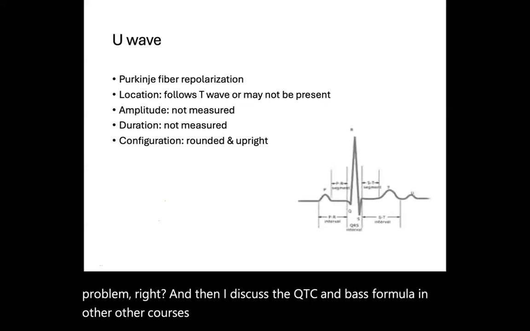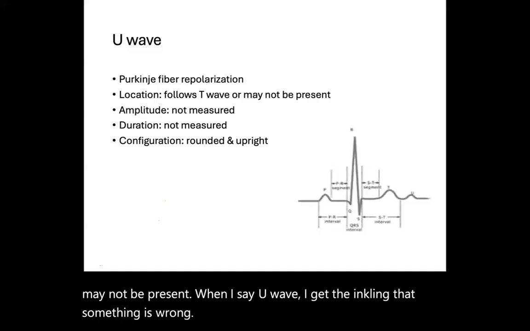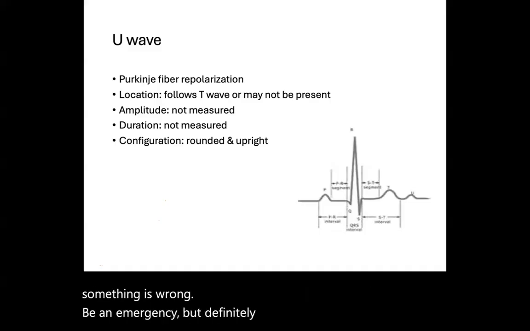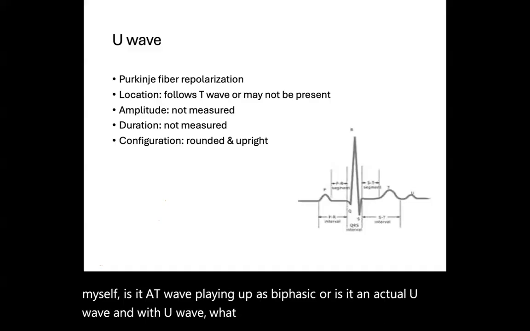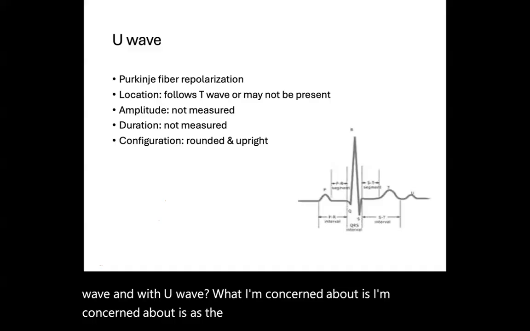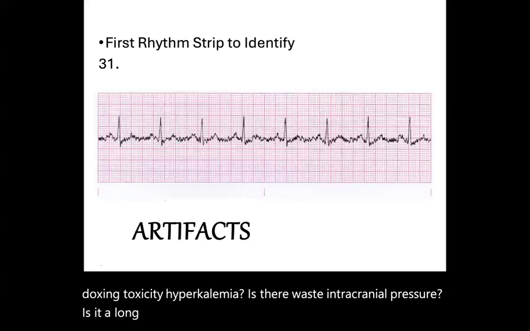Now the U wave follows the T wave. It may or may not be present. When I say U wave, I get the inkling that something is wrong. It might not be an emergency, but definitely something is wrong. So I ask myself, is it a T wave playing up as biphasic or is it an actual U wave? And with a U wave, what I'm concerned about is, is the person bradycardic, do they have digoxin toxicity, hypokalemia, is there raised intracranial pressure, is it a long QT? And so many things fly through my mind.